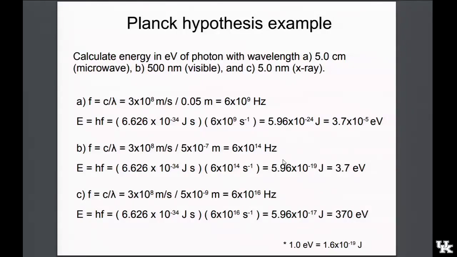Suddenly we've introduced the idea of a photon. That's a packet, a quanta of electromagnetic energy. So that's what a photon is, and we want to calculate the sizes of the packets for 5 centimeter wavelength electromagnetic radiation that corresponds to microwaves. We want to calculate it for 500 nanometer electromagnetic radiation, that's visible light, and for 5 nanometer electromagnetic radiation. That's actually X-rays.